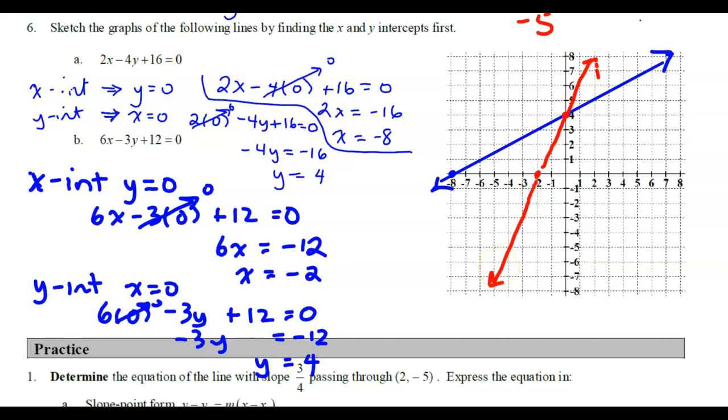So that is using x and y intercepts to graph. Guaranteed, there'll be a question on your test where you have to calculate the x and y intercepts. Whether you use that method to graph it is up to you.